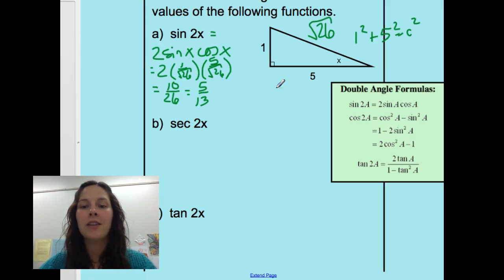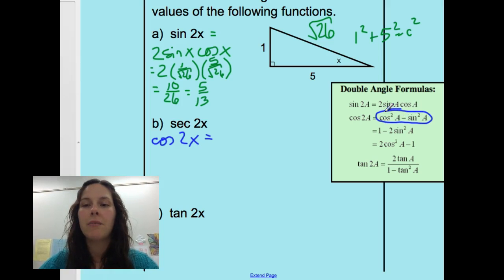Next, we have secant of 2x, which of course is the reciprocal of cosine. So what I'm actually going to do is evaluate cosine of 2x, and I'm going to take the reciprocal of it when I'm done. So for our cosine formula, we have 3 options to choose from. I'm just going to start with this one because it's at the top of the list. We've got cosine squared minus sine squared. So cosine was 5 over root 26. Sine was 1 over root 26.